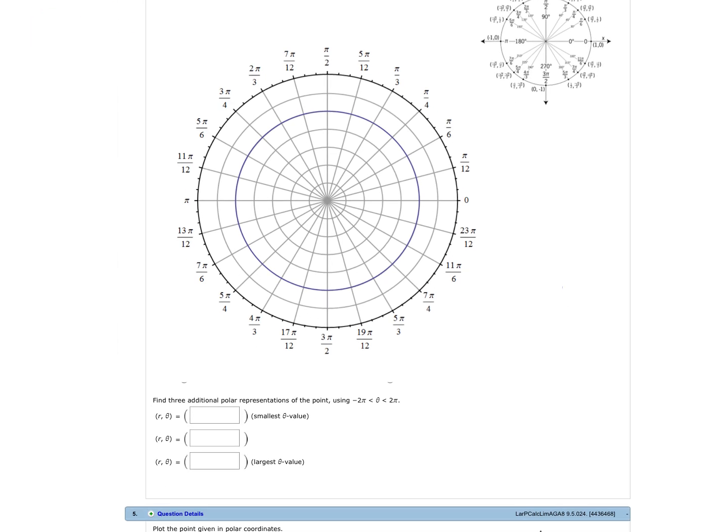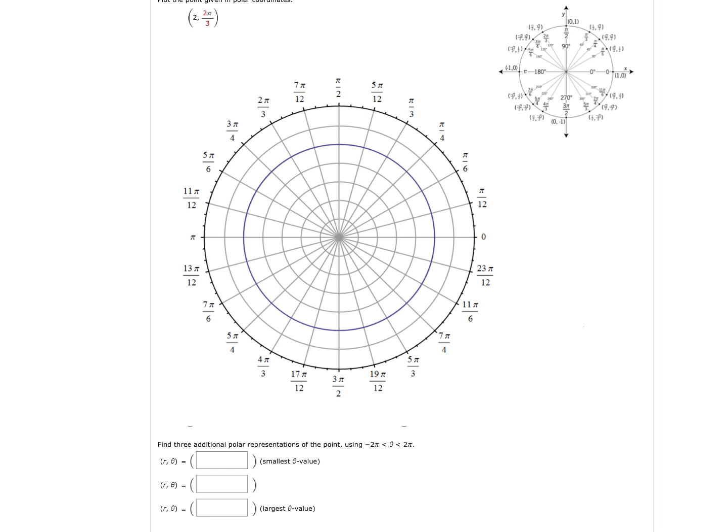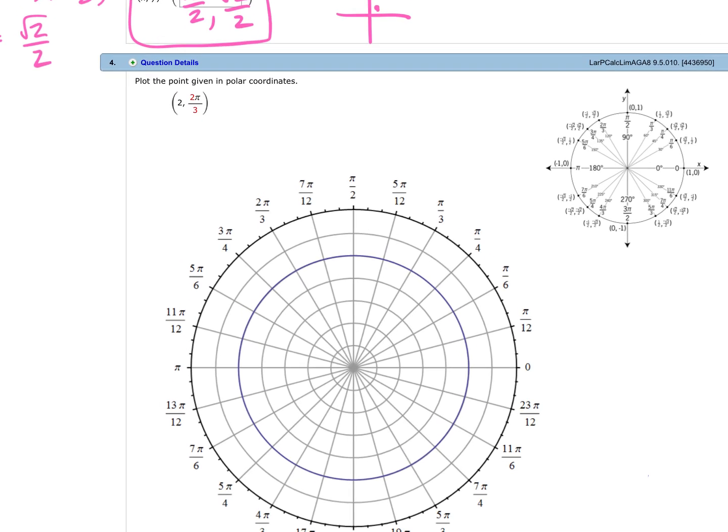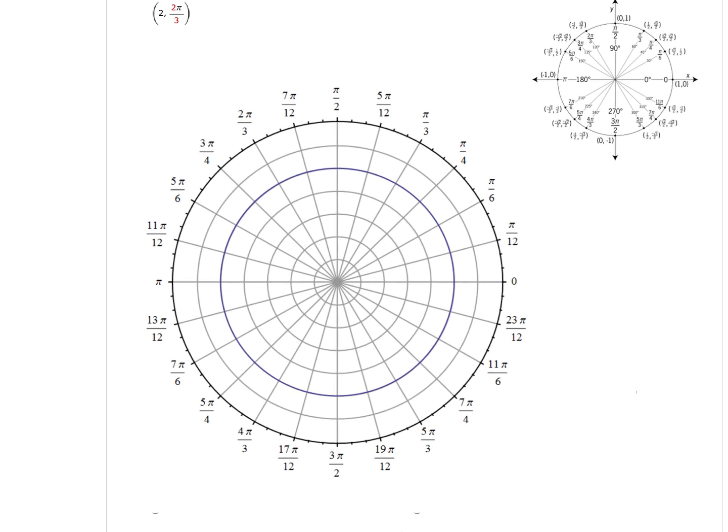Actually, this one we're finding 3 additional polar representations of the point. So let's plot our point first. We're going to go to 2 pi over 3. 2 pi over 3 would be here. And our r is positive, so we're going to go towards 2 pi over 3, 2. So I'm going to go out 2 rings, 1, 2. So our point would be there.